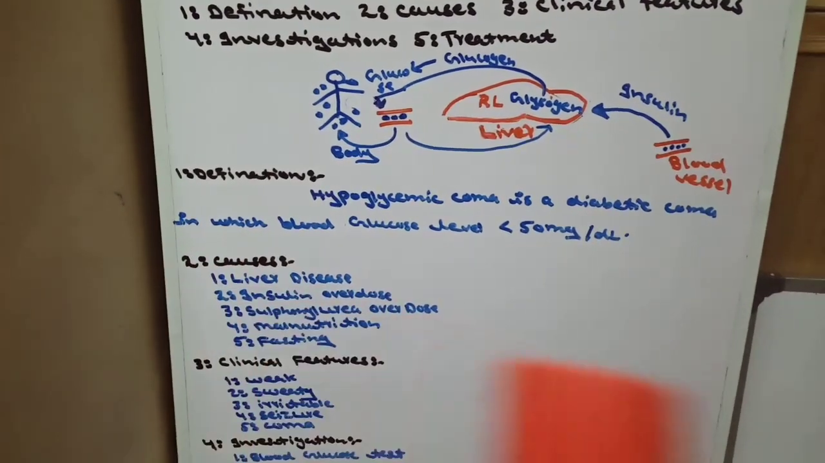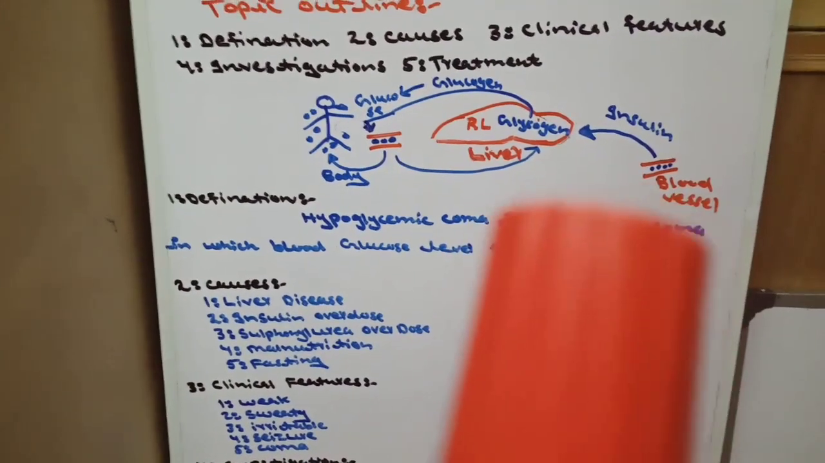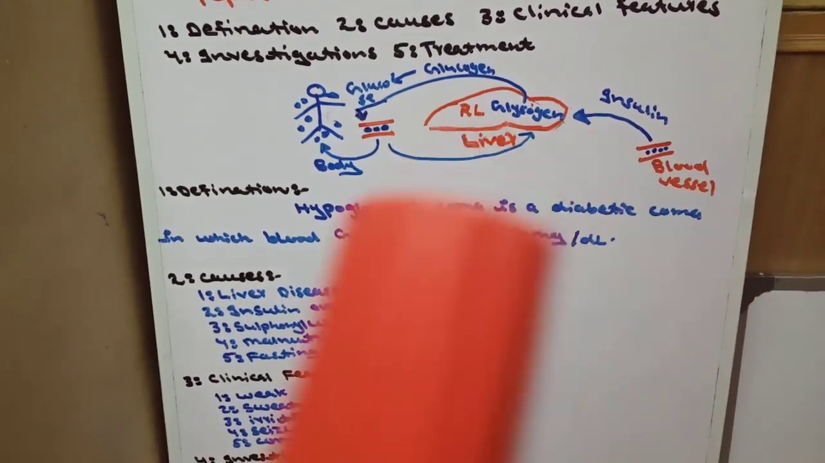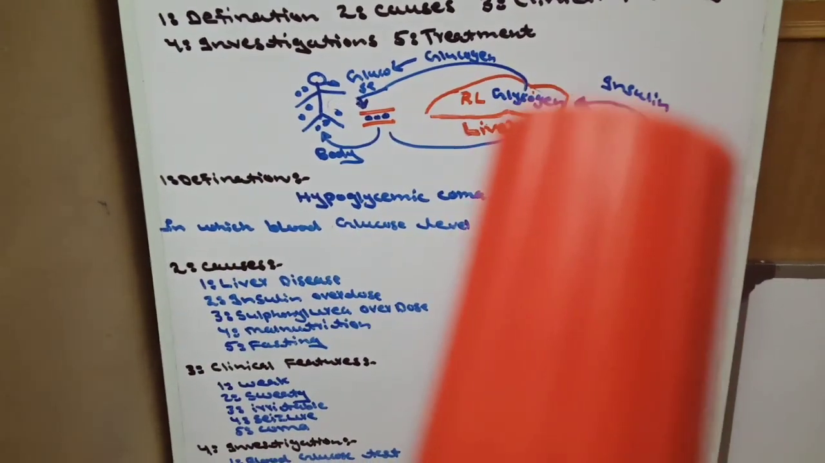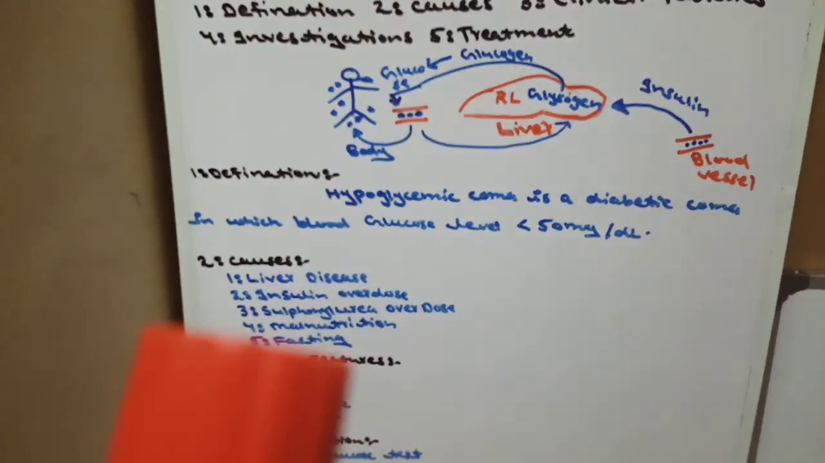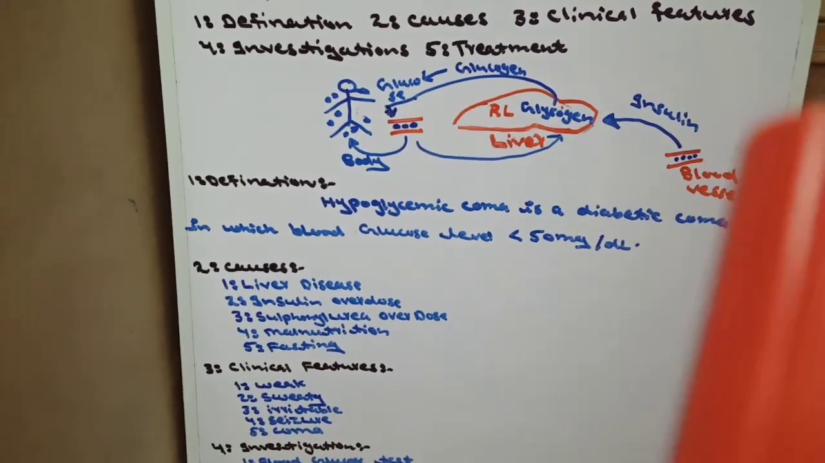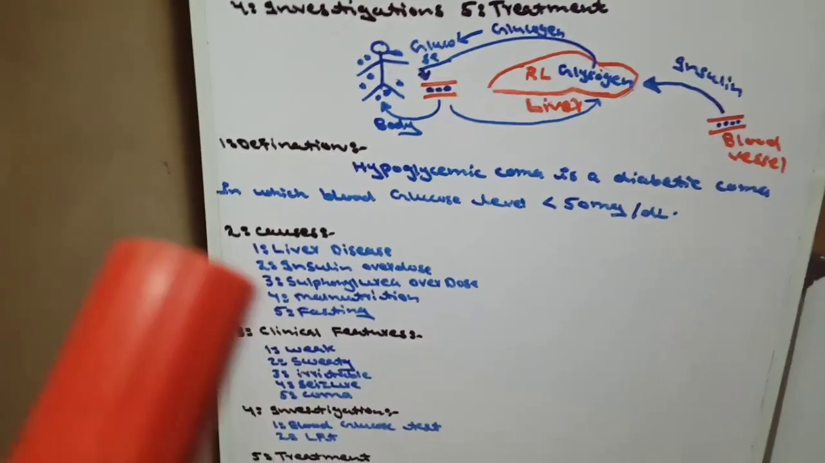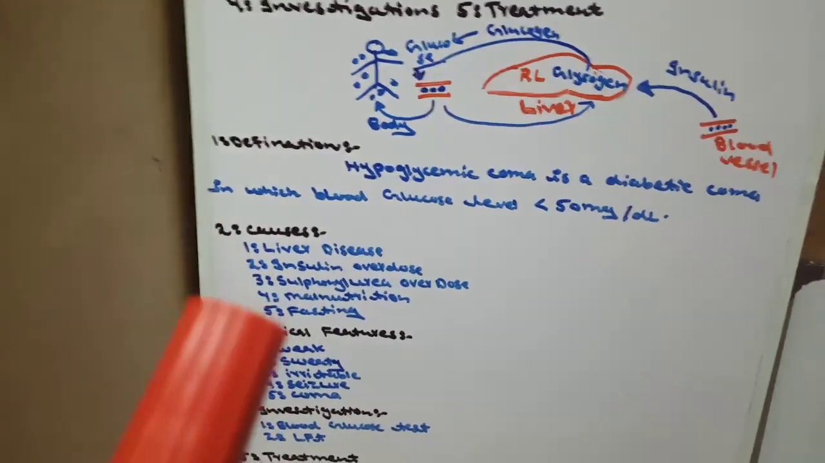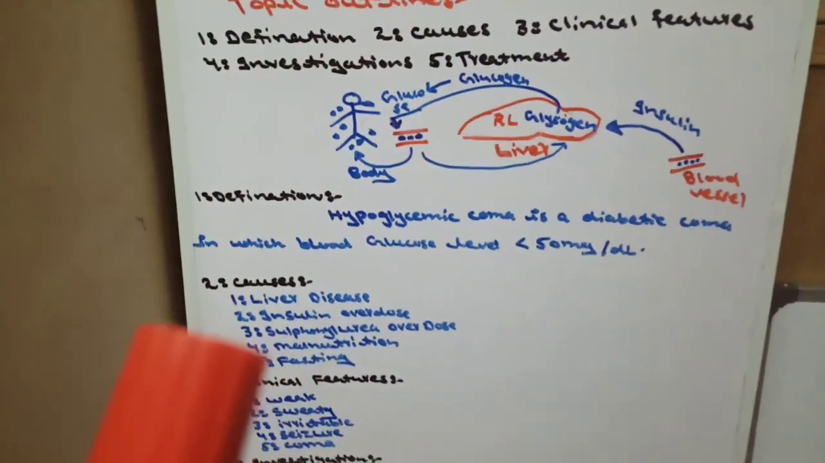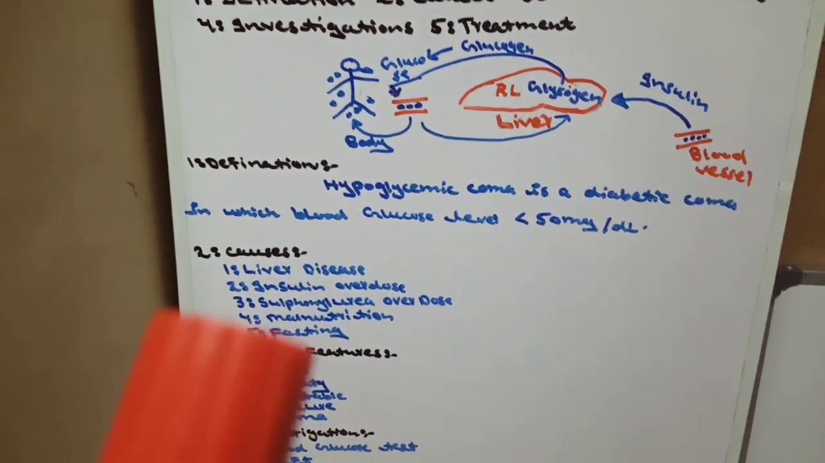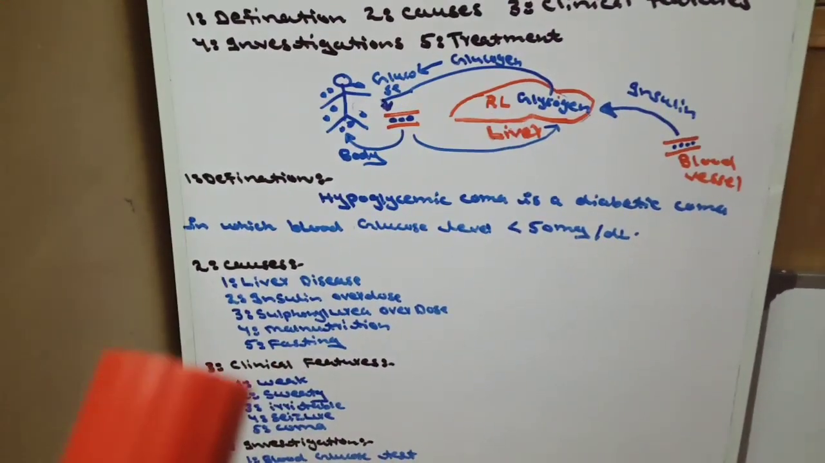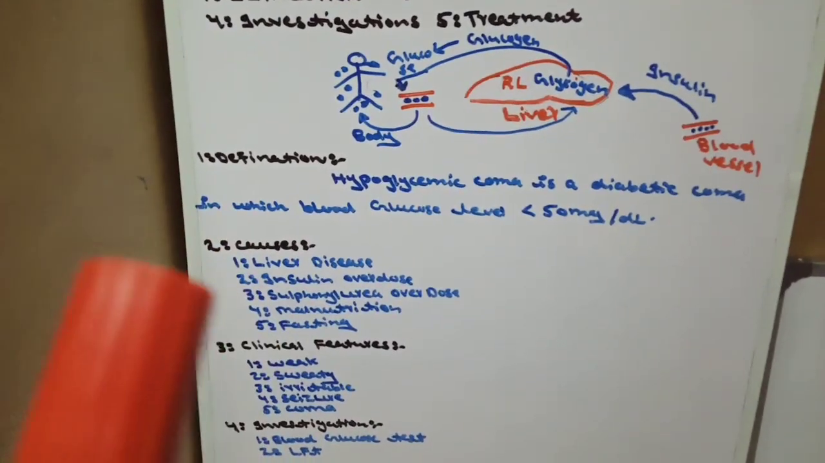Second is insulin overdose. If we take an insulin overdose, the insulin transfers more glucose from blood vessel to liver to change into glycogen, so there will be hypoglycemia. The third is sulfonylurea overdose, same mechanism of action as insulin. The fourth is malnutrition. If we take the type of nutrition which is carbohydrate deficient, there will also be hypoglycemia. The fifth is fasting. Due to prolonged fasting, there will be hypoglycemia. These are the 5 causes of hypoglycemia.